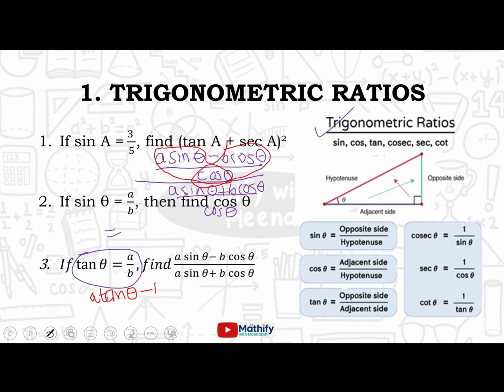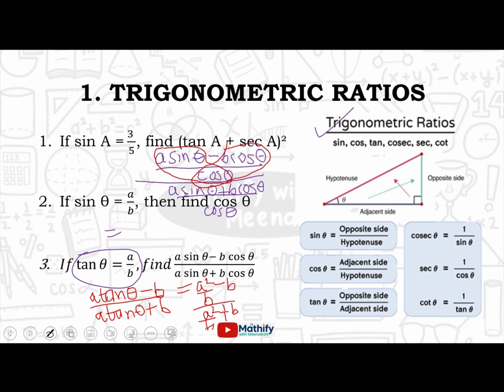Cos theta you can get. So we are just left with b. Here again a sine theta by cos theta, that is a tan theta, and plus b cos theta by cos theta plus b. Now you know the value of tan theta, just put that. It's a by b.